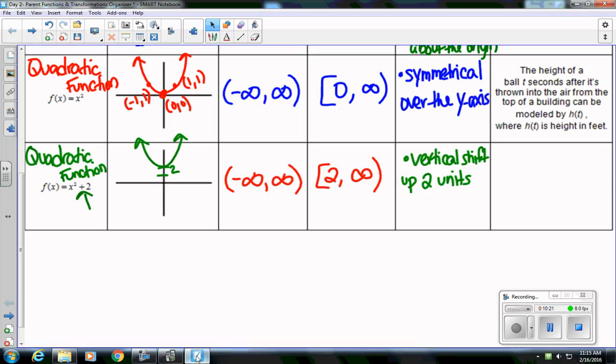And we talked about transformations, but you should notice symmetry as well in this graph. Just like the parent function, it is symmetrical about the y-axis. All right, so let's turn it over and take a look at our next function.